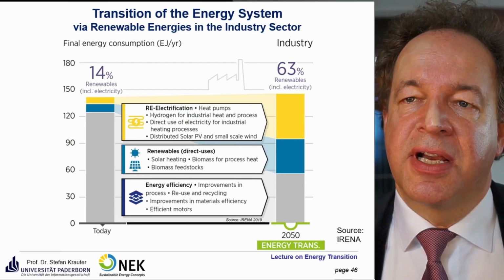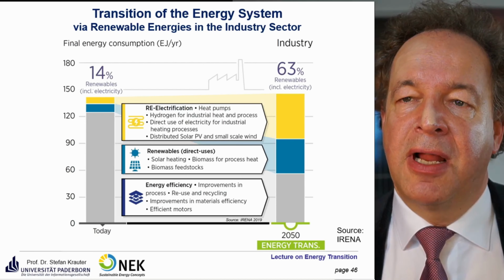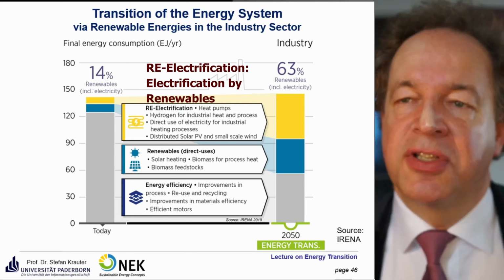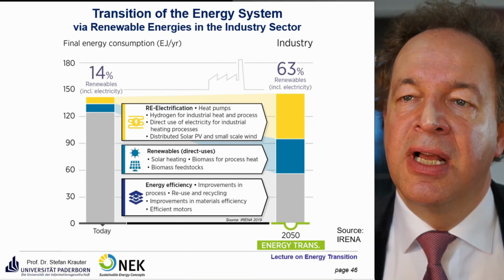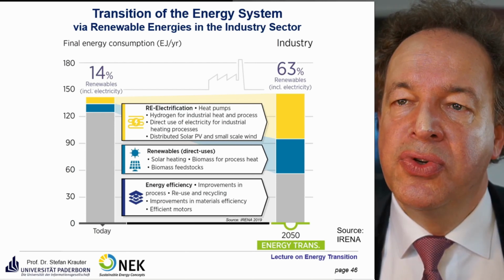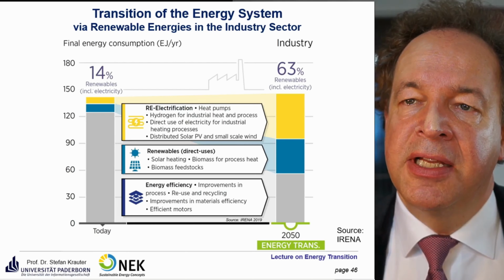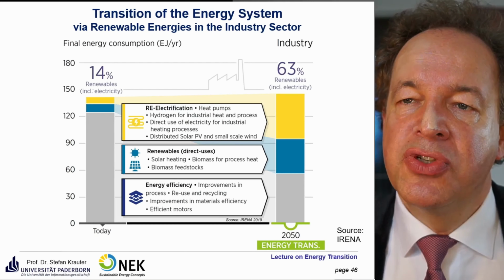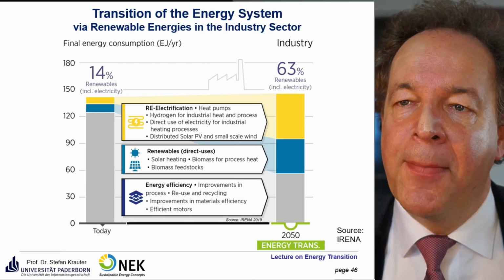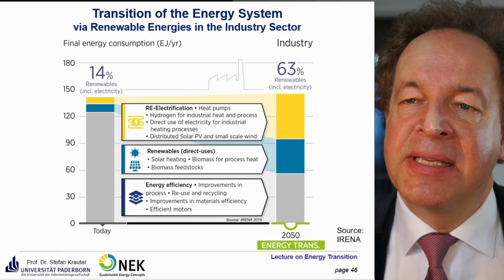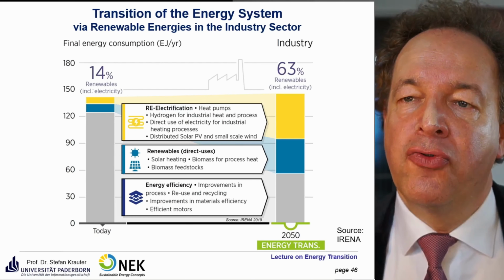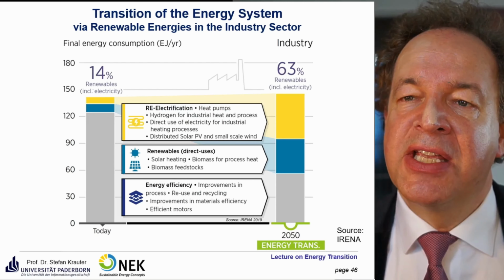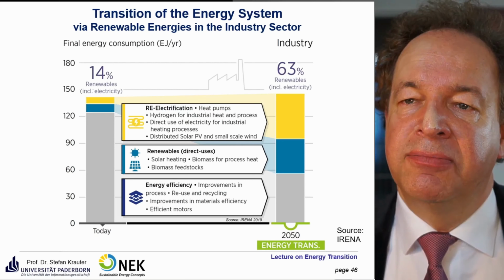These industry sectors, there can also be a lot done because by large part the energy supply is still by fossil fuels. So we can think about some re-electrification, for example, heat pumps, hydrogen for industrial heat and process, direct use of electricity for industrial heating processes, distributed solar PV and small-scale wind, the direct use of renewables such as solar heating, biomass for process heat, or biomass feedstocks. And a lot of improvement can be carried out by energy efficiencies in the process, by the reuse and recycling in materials, and the use of efficient motors.